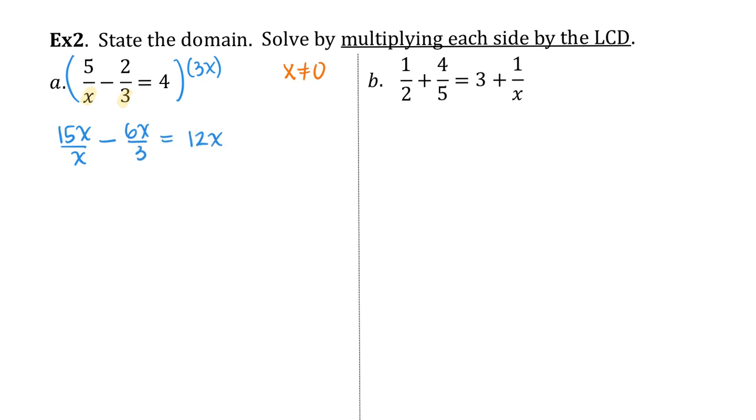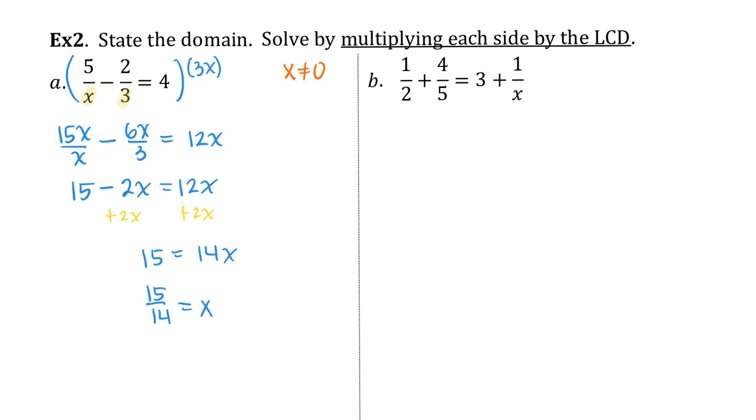Now, if I've done it correctly, the fractions should cancel. So 15x over x is 15. 6x divided by 3 is 2x. Okay, now it looks better. Let me go ahead and solve. I'm going to move the x's to the right. So 15 equals 14x. If I divide by 14, I get 15 divided by 14.